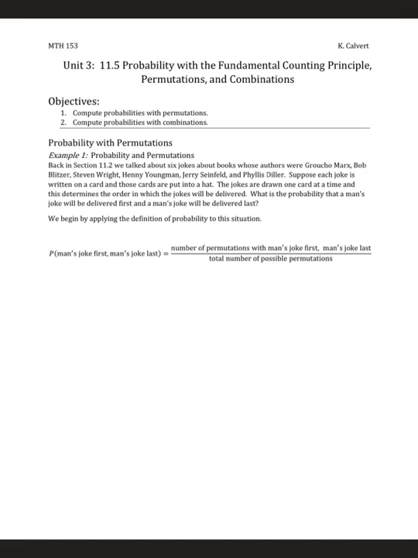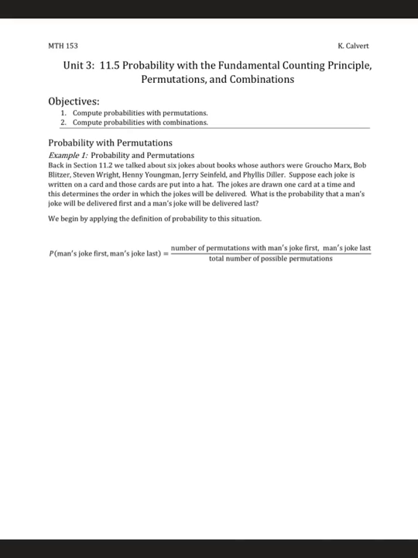Hello. In 153 today, we are looking at 11.5 probability with the fundamental counting principle, permutations, and combinations. So what we're doing in 11.5 is taking everything that we've done in the previous sections and putting them all into one problem. Some of these problems or examples are a little bit longer than the others.